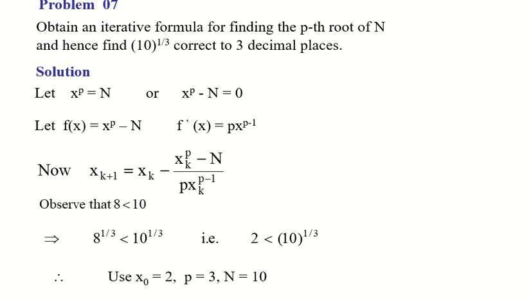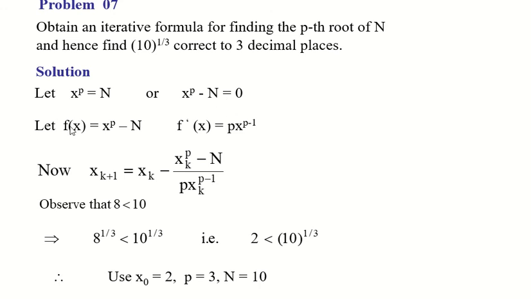You have another problem here, again an application of the Newton-Raphson method, wherein you find an iterative formula for the pth root of n and hence find the cube root of 10 correct to 3 decimals. Here, what is your x? It is the pth root of n, n to the power 1 by p. So x to the power p is equal to n, or x to the power p minus n is equal to 0.